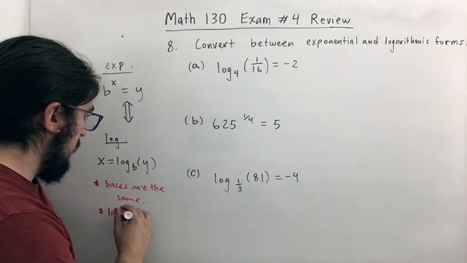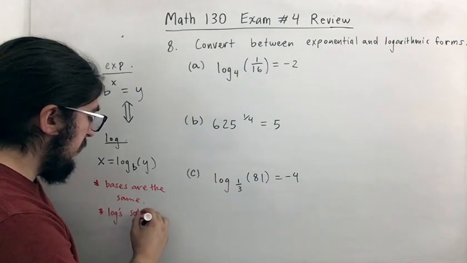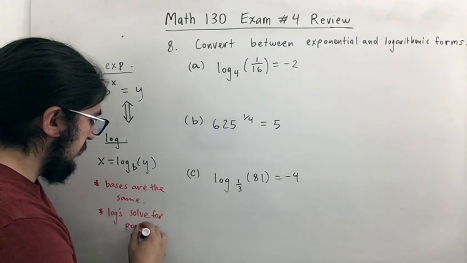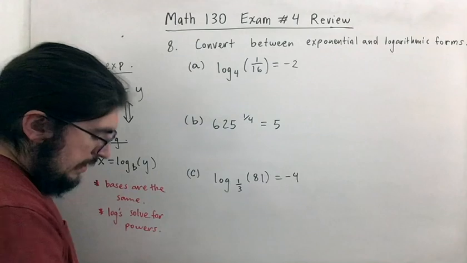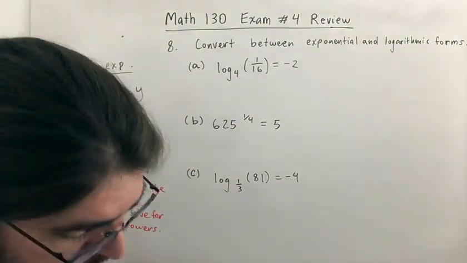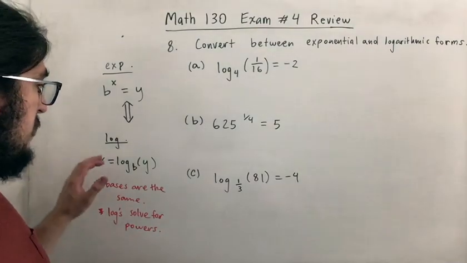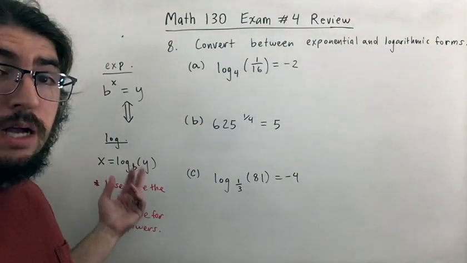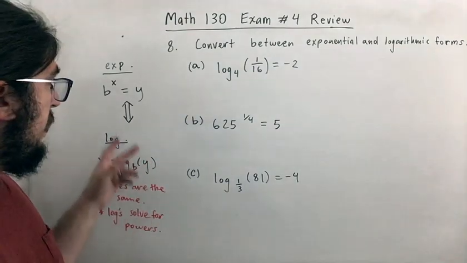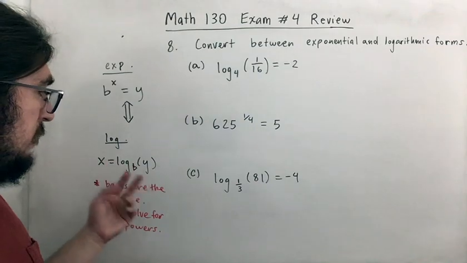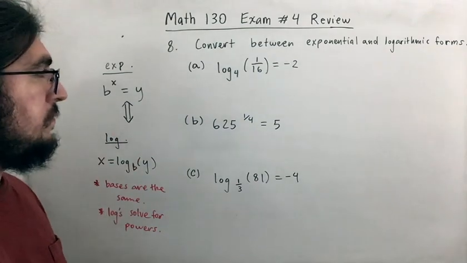Logarithms, I'll just say logs here, solve for powers or exponents. That is probably the best advice I can give you when it comes to converting between logarithmic and exponential forms. So for example, here the base is b, here the base is b. We pronounce this log base b of y. The exponent here is x, the exponent here is x. The logarithms solve for the exponents, they solve for the powers.